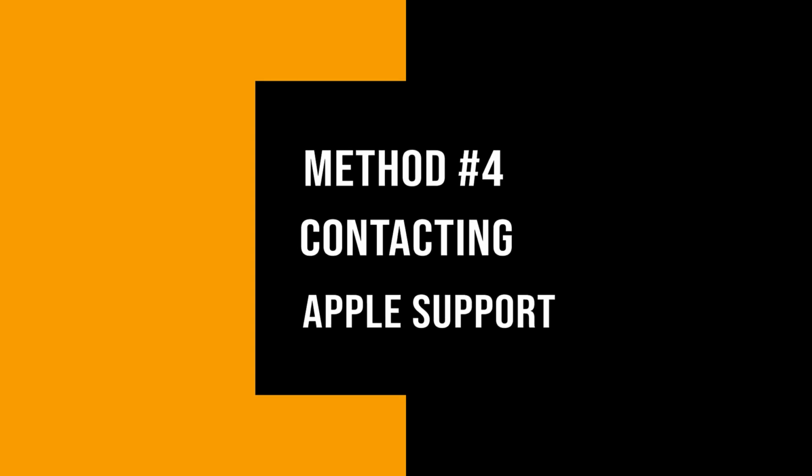Our fourth and last method is contacting Apple. If all the methods shown in the video didn't work for you, then your iPhone might have a hardware issue and you have two options to fix it. First, taking your iPhone to a repair shop. Second, contacting Apple. I recommend you contact Apple before taking your iPhone to a repair shop, because what most repair shops do is replace original parts of your iPhone with fake ones, and I'm telling this from my experience. That's why I recommend you contact Apple before repairing your iPhone.